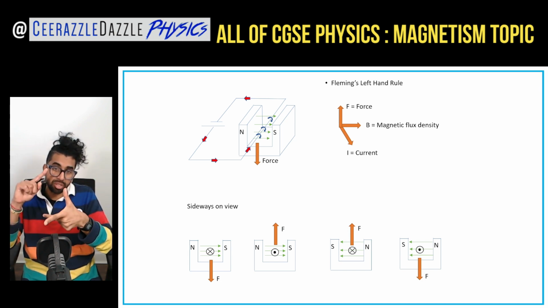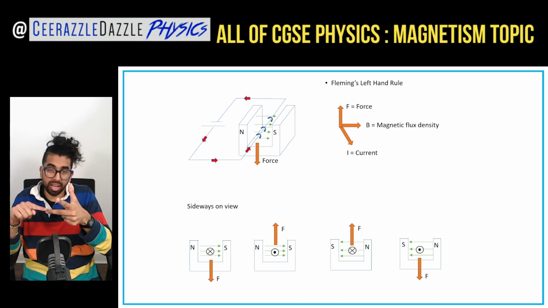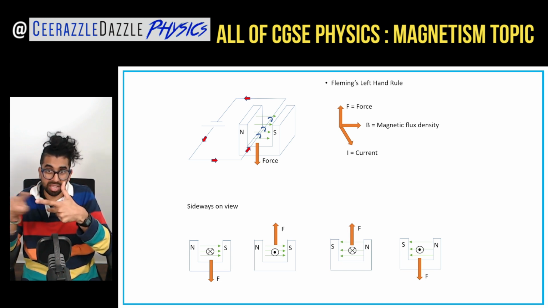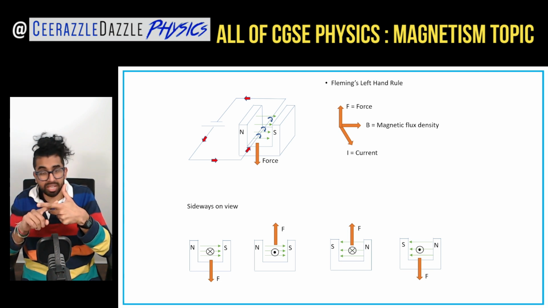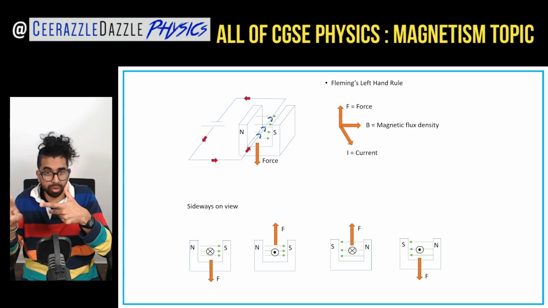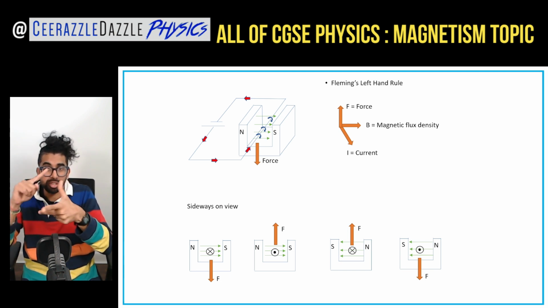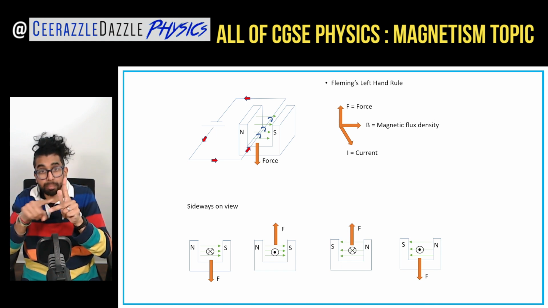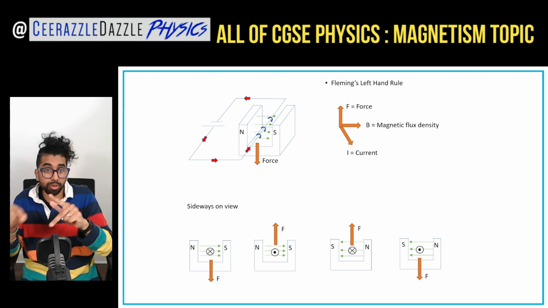So best way to do it is going to be FBI. F stands for direction of the force. B stands for direction of the magnetic field. Over there, I'll put down magnetic flux density, but still the direction of the field, and I is going to be the current. Notice they're all 90 degrees towards each other. You must have the wire perpendicular to the field, and therefore you will get a force.